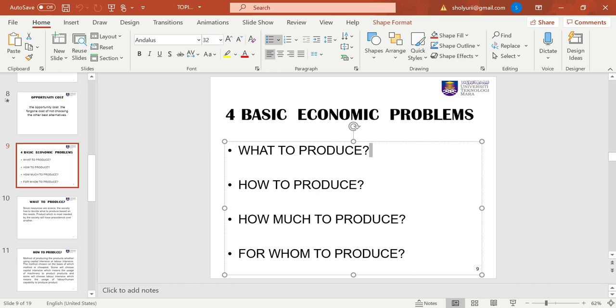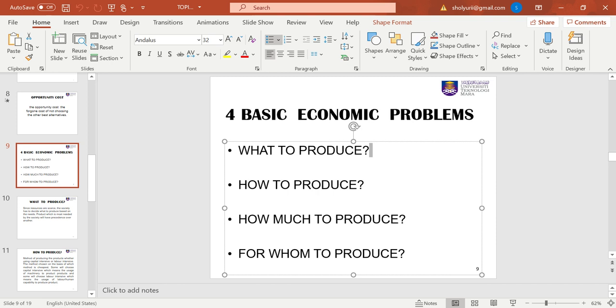Okay, and next, how much to produce? We need to decide so that there won't be any wastage. Okay, so how much the society needs, that much we must produce to avoid wastage. Okay, depending on the needs of the people. And for whom to produce, who are we going to give the product to?